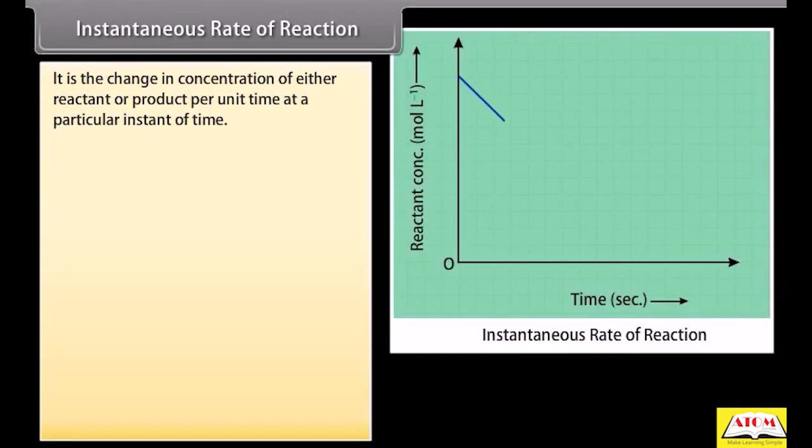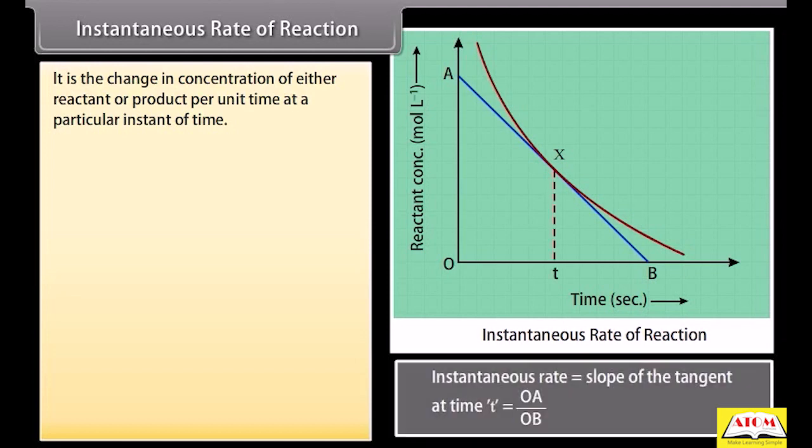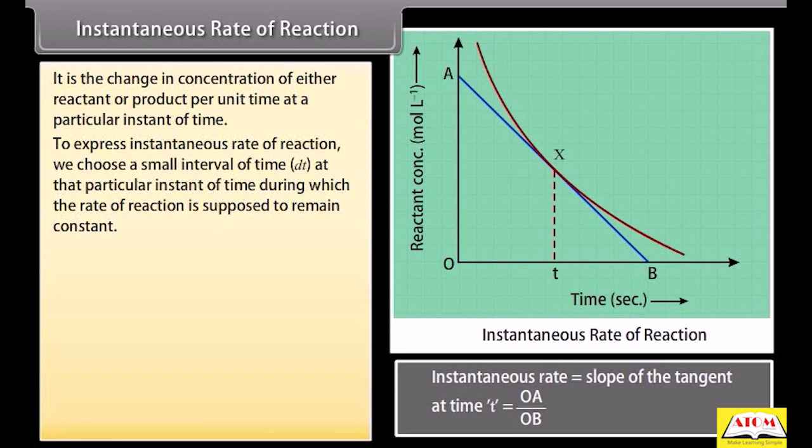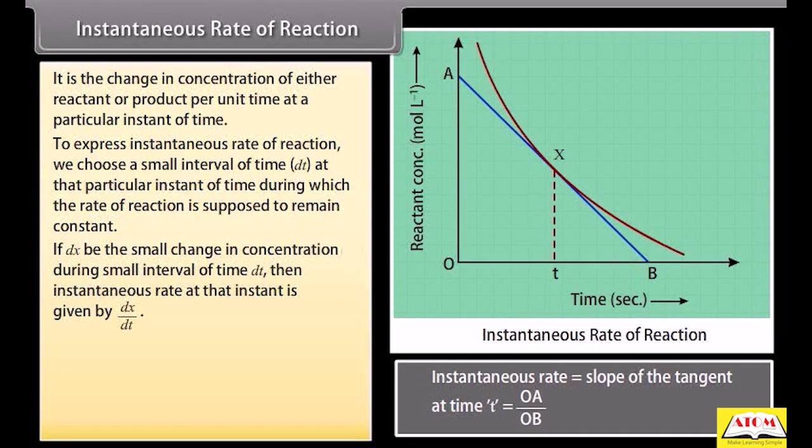Instantaneous rate of reaction. It is the change in concentration of either reactant or product per unit time at a particular instant of time. To express instantaneous rate of reaction, we choose a small interval of time at that particular instant during which the rate of reaction is supposed to remain constant. If dx be the small change in concentration during small interval of time dt, then instantaneous rate at that instant is given by dx/dt.